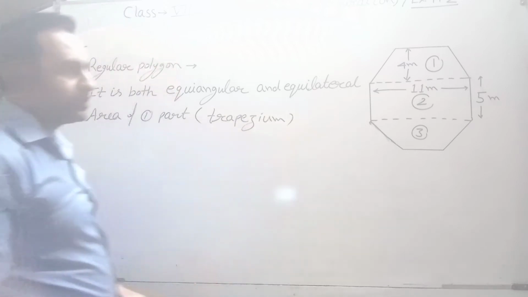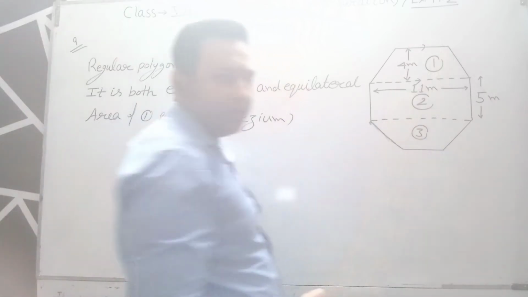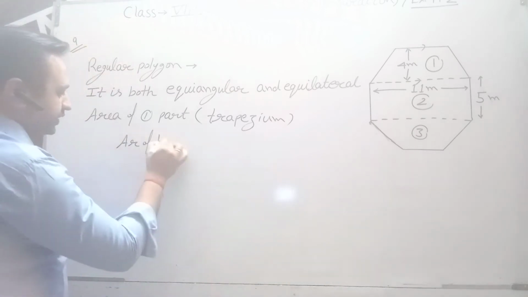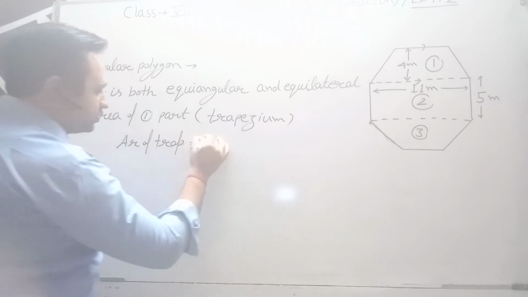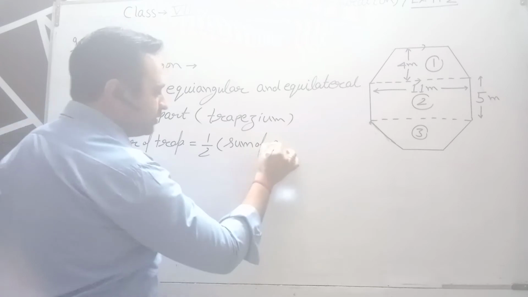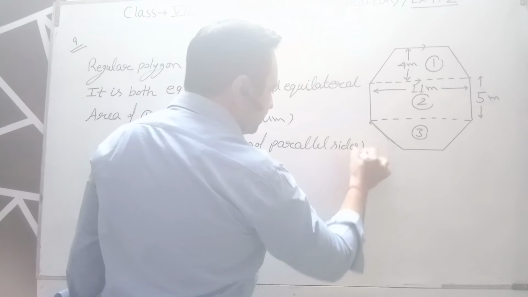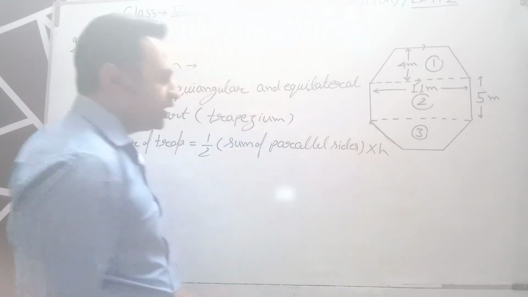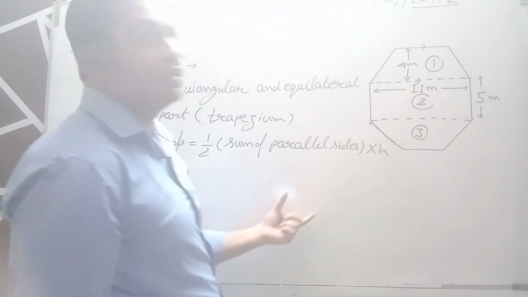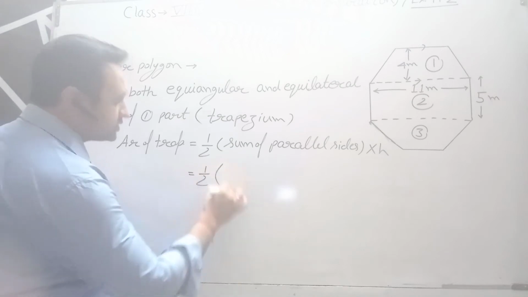A trapezium is a quadrilateral in which one pair of opposite sides are parallel. And what is the formula for the area of a trapezium? Area of trapezium is equal to 1/2 into the bracket sum of parallel sides into height, or we can also call it the distance between them. Now we have to find out the area. Sum of parallel sides.